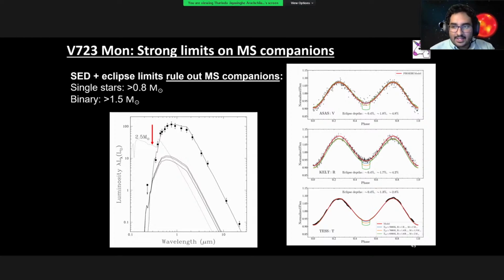The dashed line in the figure corresponds to a luminous star with a mass of about 2.5 solar masses. Such a star would be blindingly obvious in the SED because it's hot and luminous in the shorter wavelengths, but we don't see evidence of a blue hot companion in the data.